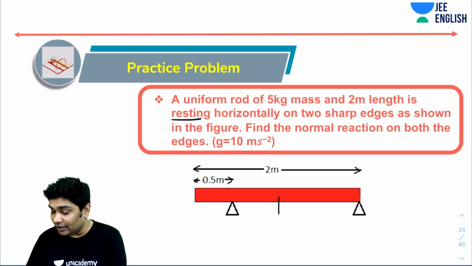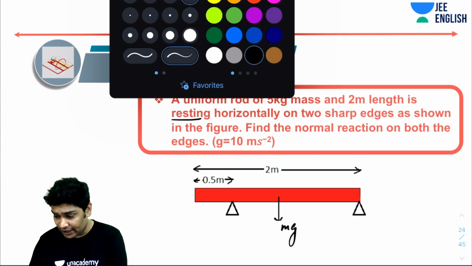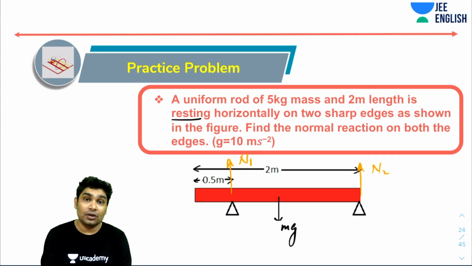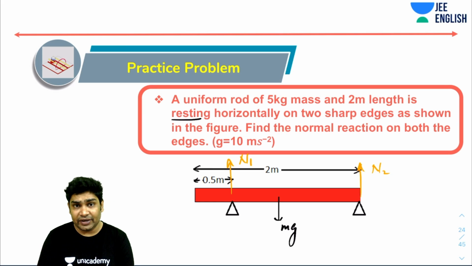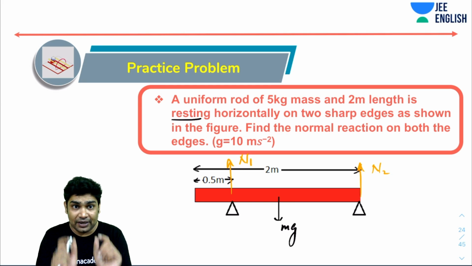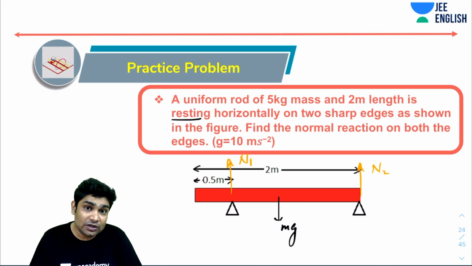I will have Mg acting on it. Then I will have two normal reactions. Let's call them N1 and N2. Let's say that from here I have N1 acting, and here N2 acting. So this is the FBD. Everybody agrees? This rod has only two contacts, right, with those two sharp edges. So both these contacts will give you an N, and then there will be an Mg.